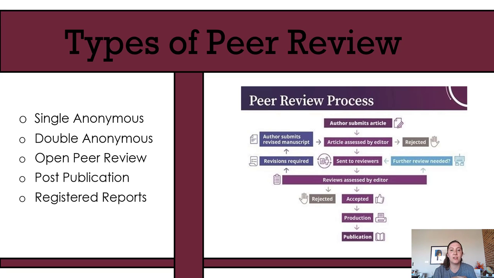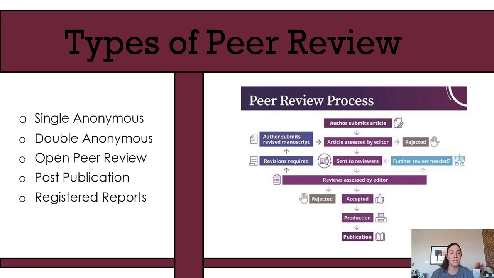Next, we have the different types of peer review. Not every publication uses a single review process. There's a lot of different processes that are available out there, and so they use different ones depending on what they want to do, what seems to work best for them, and other factors. So I'm going to just describe some of them.